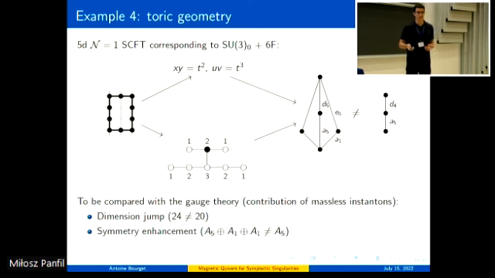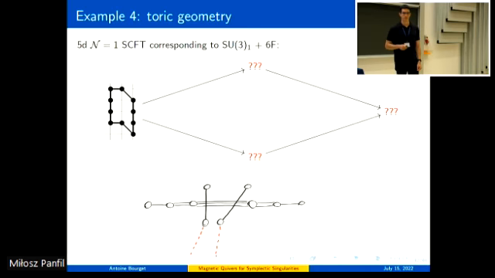And these differences, 24 to 20 and symmetries, are the contribution of these massless instantons. And this is a very straightforward way to compute them. Now to conclude, well, before concluding, a last example to tell you that sometimes there can be some problems.